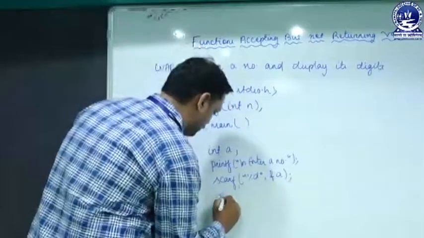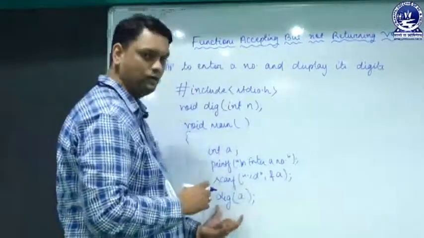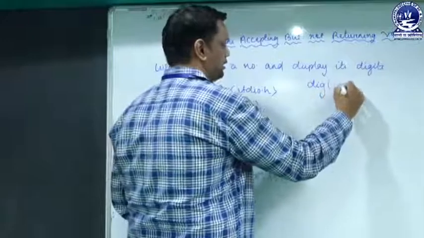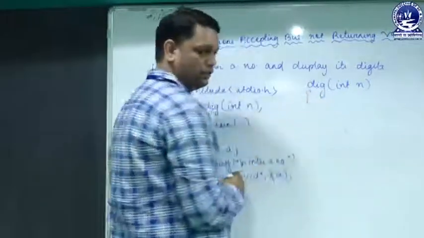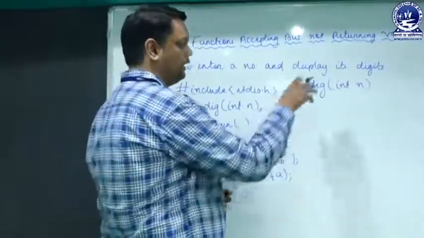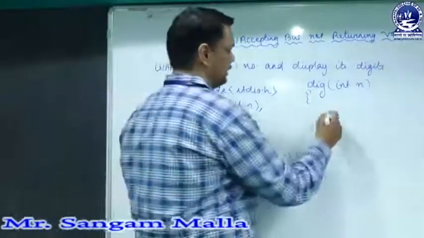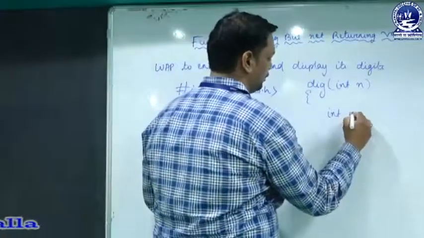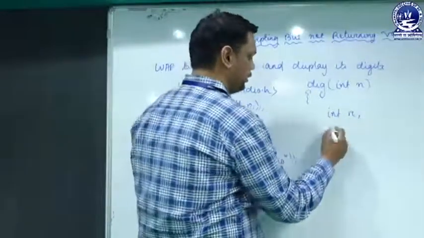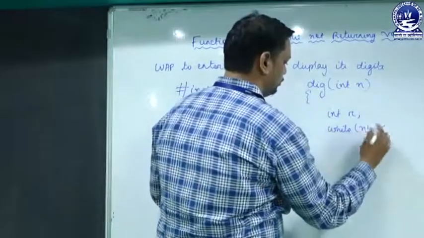So let us say the function over here is dig, and I have simply passed the value of a to the dig function. Now we will be defining the dig function. So dig, let us say I have entered n. So a will be passed and it will be received by the variable n. Now I have to calculate and display the digits present in n, and I have to print it. So let us say I will take int r, where it will calculate the digit of n and print it. So let us say I will write while n not equal to 0.